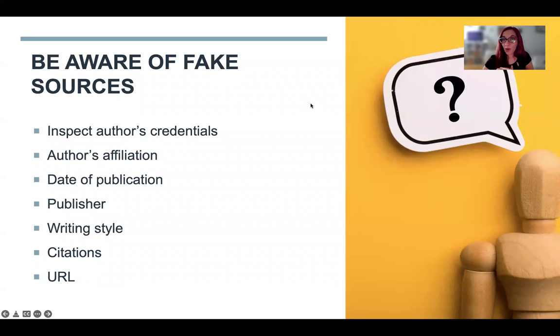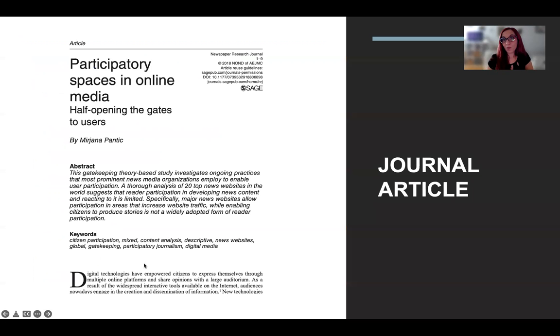I wanted just to emphasize that you should be aware of fake sources. Inspect authors' credentials, authors' affiliation, look at the date of publication, who is the publisher of that research. A lot of journals are published by Routledge or Sage. Look at their writing style, citations, URLs. So search for such information to make sure that the article is not fake.